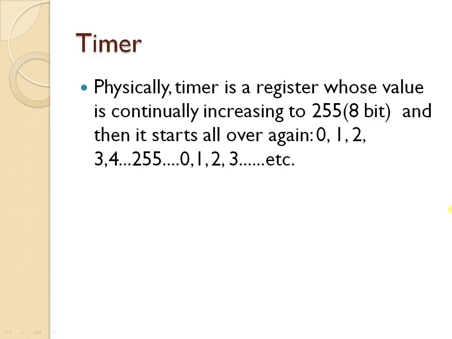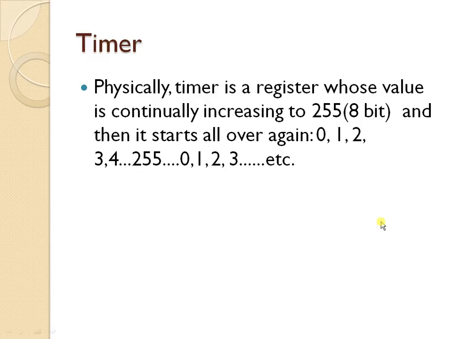If you take the example of an 8-bit timer, its minimum value would be 0 and its maximum value would be 255. After 255, it again rolls over to its minimum value. This particular event is nothing but the rollover condition or overflow condition. Whenever this condition is generated, it will generate an interrupt.